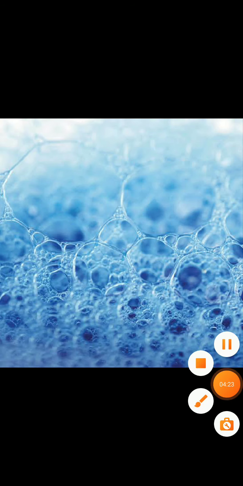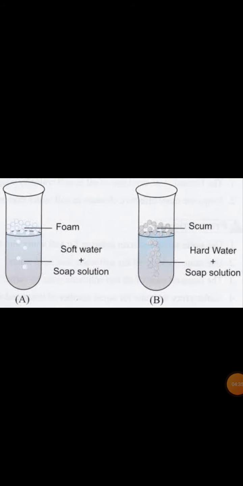As a result, we will see that foam is formed. But do you think the same amount of foam is produced in both test tubes? Let us see. The test tube in which we took soap solution will form less foam, whereas the test tube in which we took detergent will form more foam. So this is an activity related to detergent.